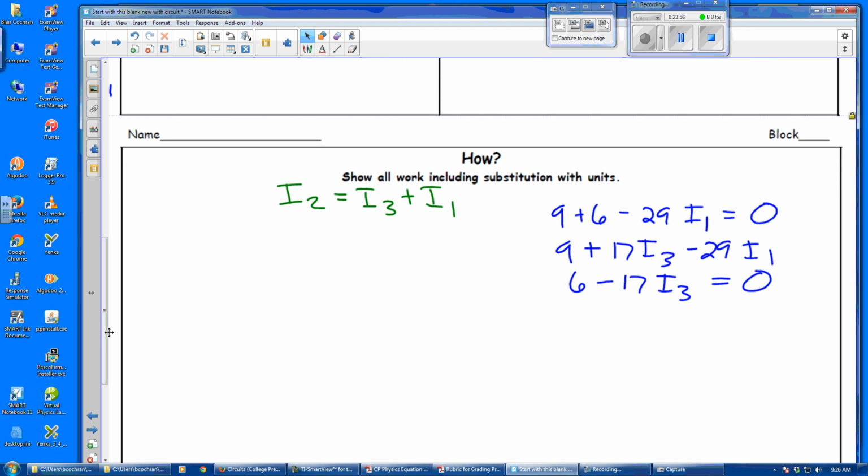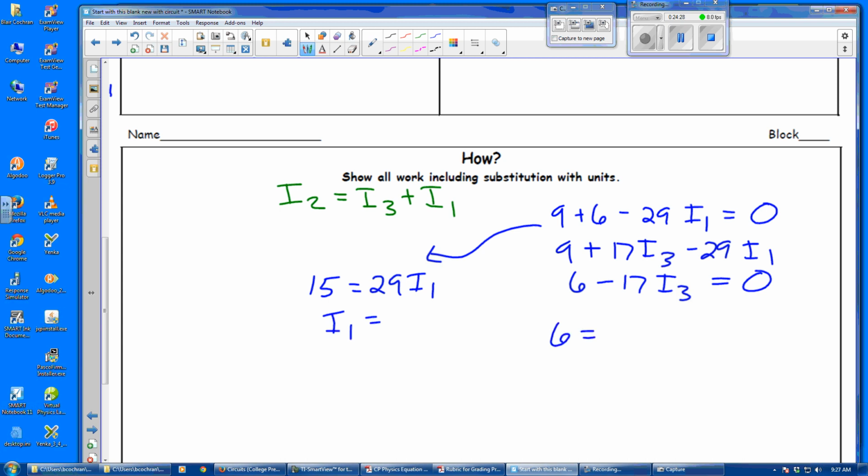Because I could solve that top one for I1, right? I could solve that bottom one for I3. Do you want me to still use the solver or just do them manually? Manually, okay. So, in this one, I would have 15 equals 29 I1. So I1 equals. And in this one, I would have 6 equals 17 I3. So I3 equals.